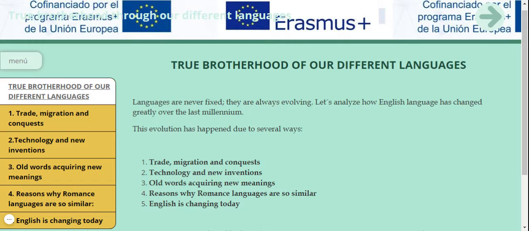Nowadays, hundreds of millions of people speak and learn English all over the world. But hundreds of years ago, the English language that we know today really didn't exist. It was put together gradually by different historical events. So we're going to go back in history and have a look at the different events which took place to develop the English language and the true brotherhood of our different languages.